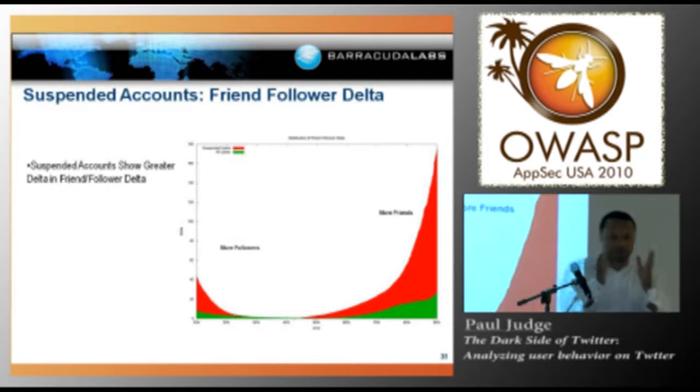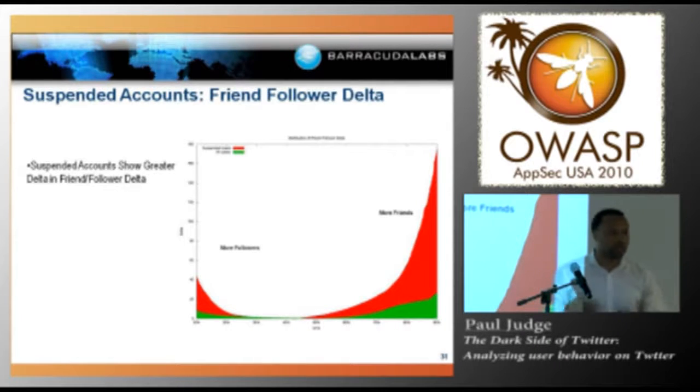Remember we talked about that middle ground when people are actually using it as a social network, the 55% that had a two-way relationship. What you see, if you look at the edges, is that the suspended accounts have much more of a delta. They're going to two different extremes. One extreme is they have more people they're following, and the other extreme is they have more people following them. And there's a reason for this. One is their aggressive follower acquisition strategies.